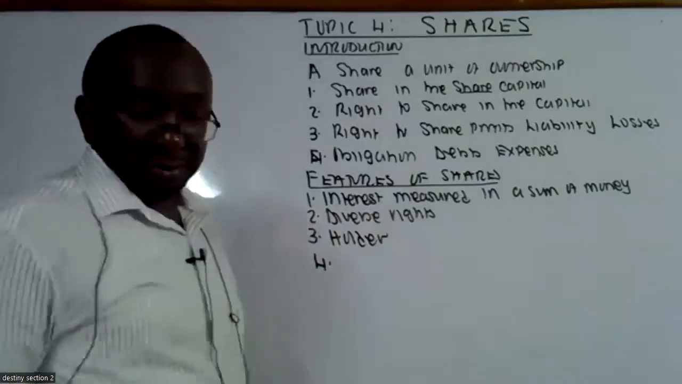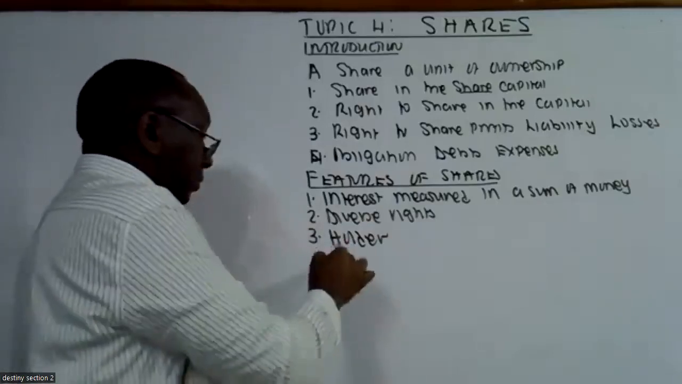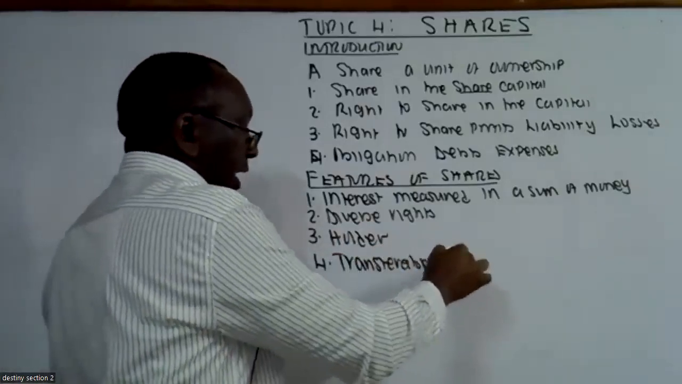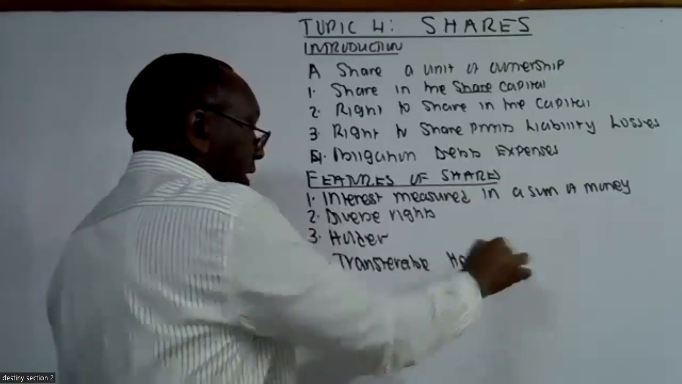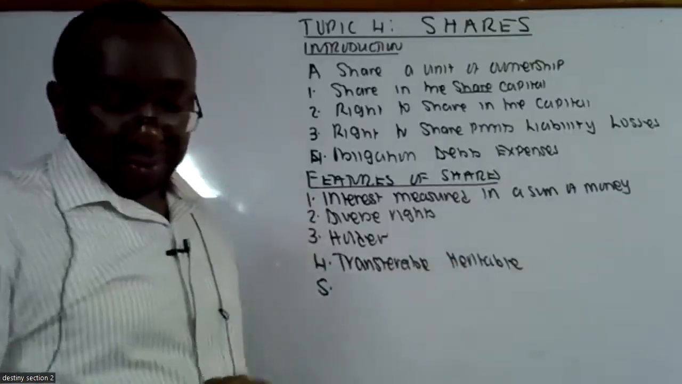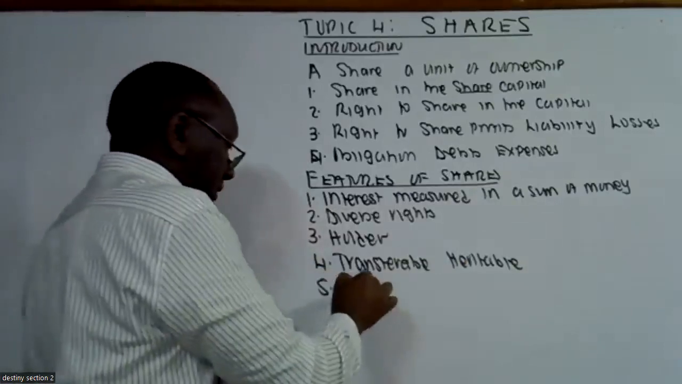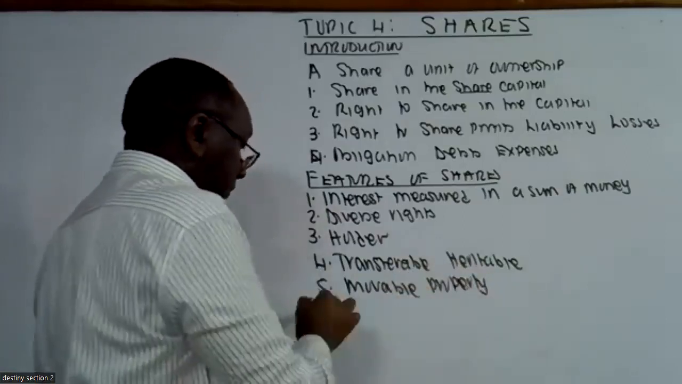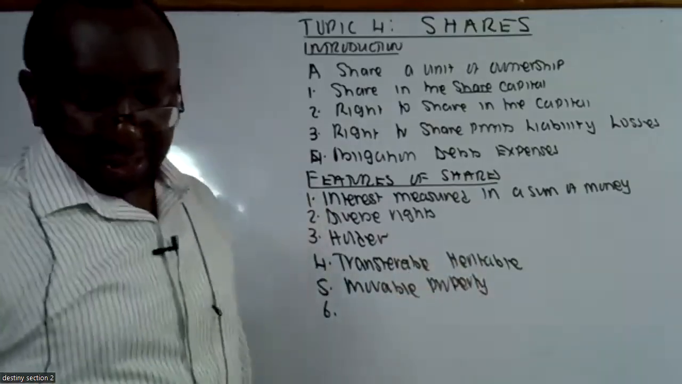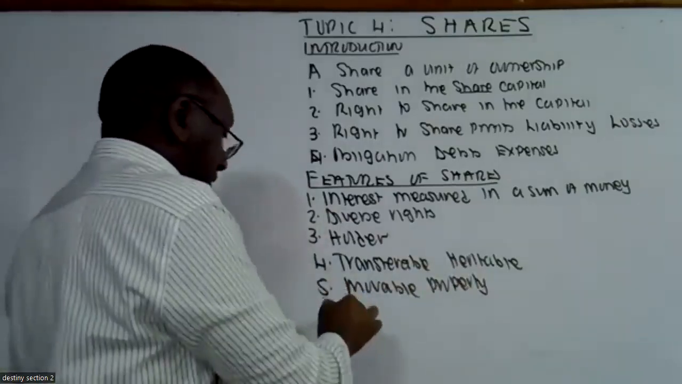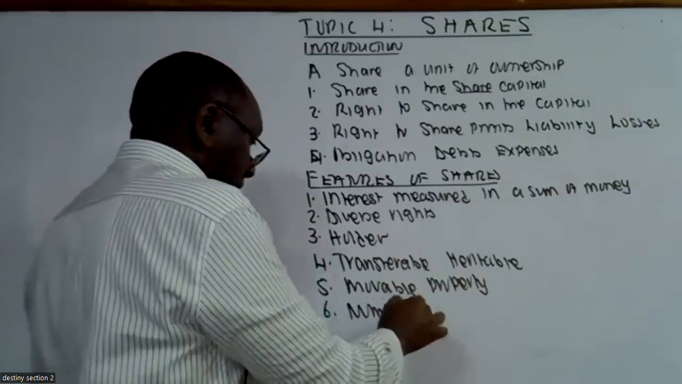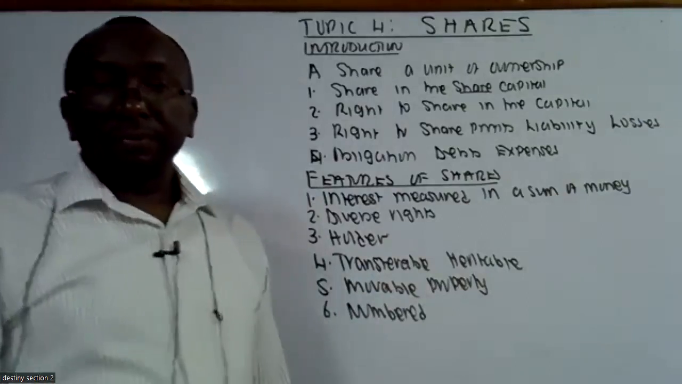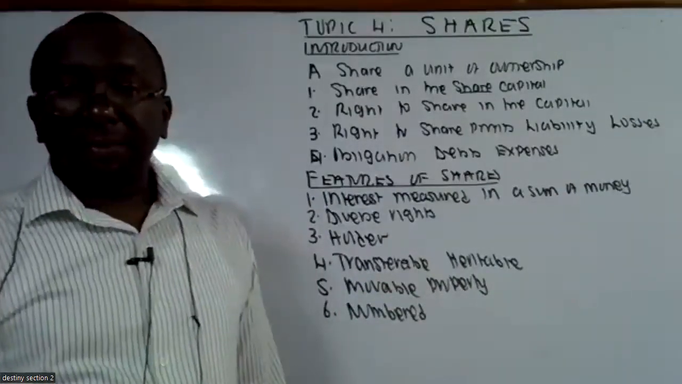Number four, transferable and heritable. Someone can inherit. Number five, movable property. Number six, must be numbered.